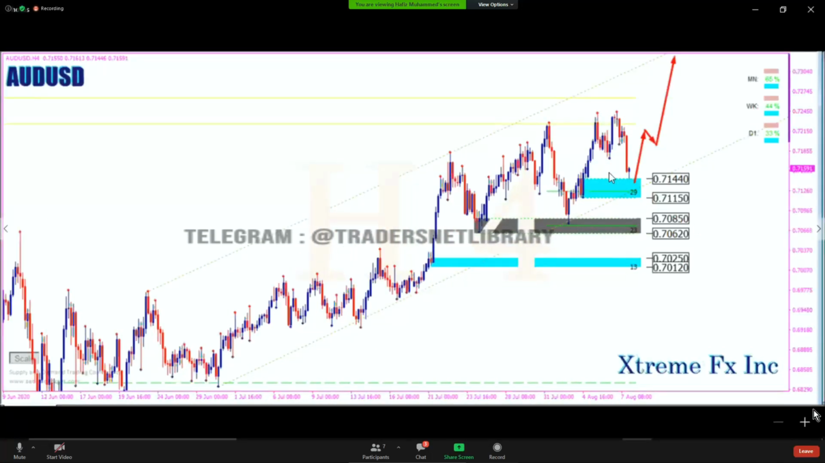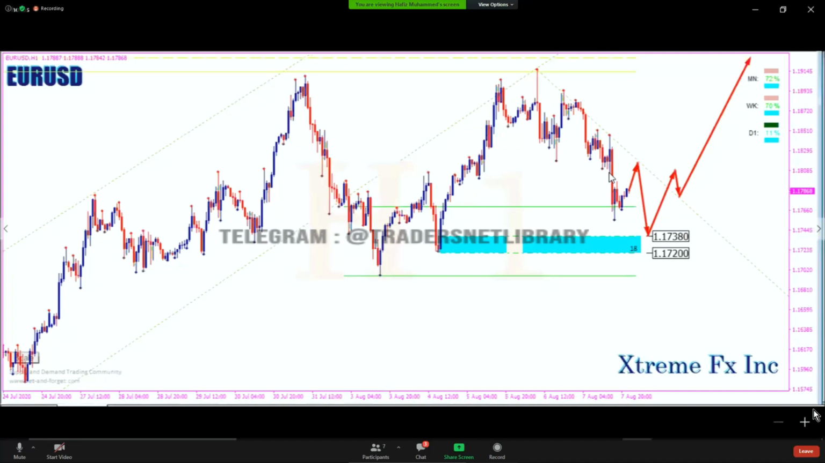The same thing with the Euro or USD. I anticipate that the price had to come into this daily demand zone and hit this H1 imbalance that is nested within the daily. It's a good imbalance that is nested within the daily demand zone. And since the monthly and the weekly were up and the daily were up, I anticipate that the H1 had to make a small correction to realign with the bigger time frames, because remember, the bigger time frames will always rule over the small time frames, right?